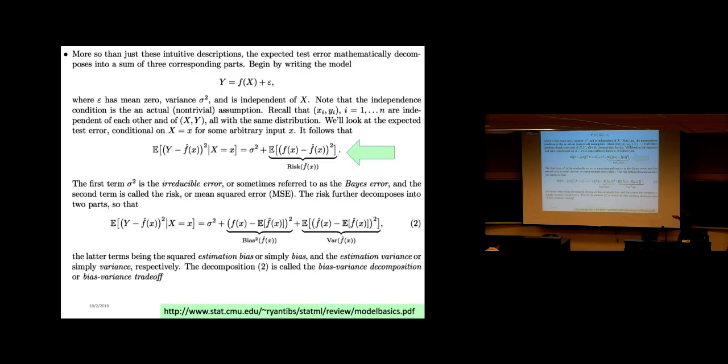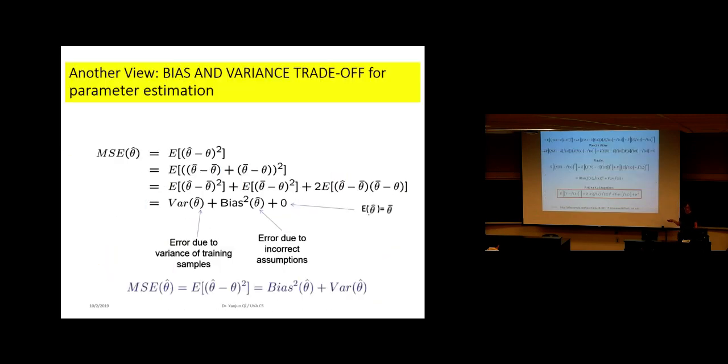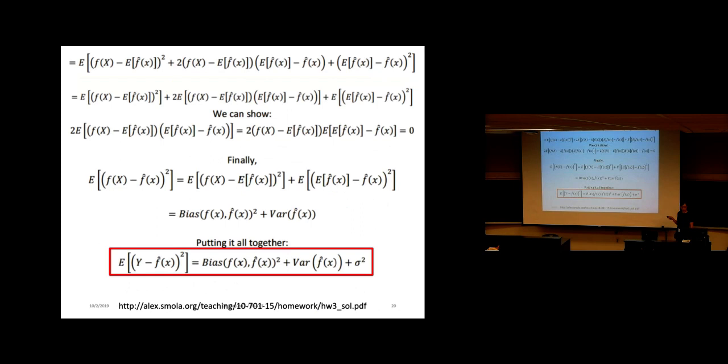And these are all the derivations in detail, and you can look them up by yourself. How do we derive this? All the details are here. And the related reading material is also in the link I'm going to share. So you can derive step by step from the expected prediction error to this equation.